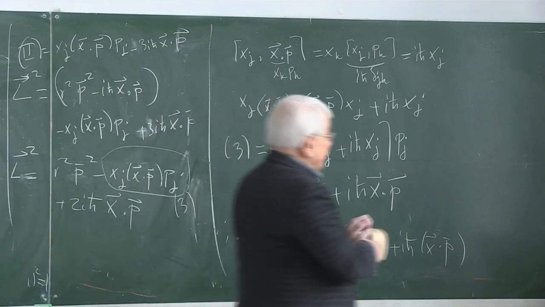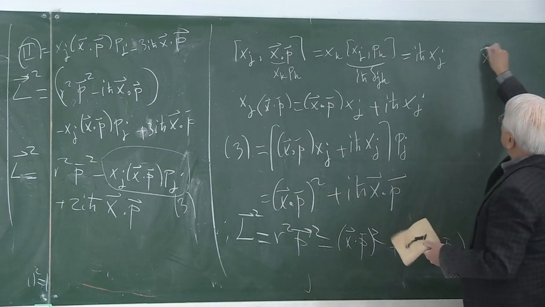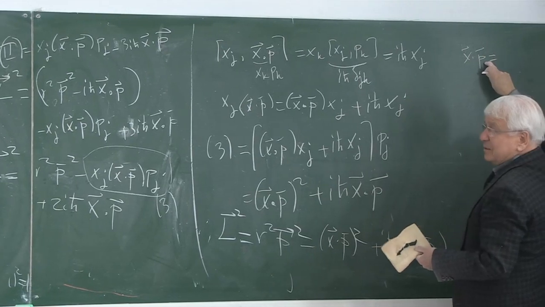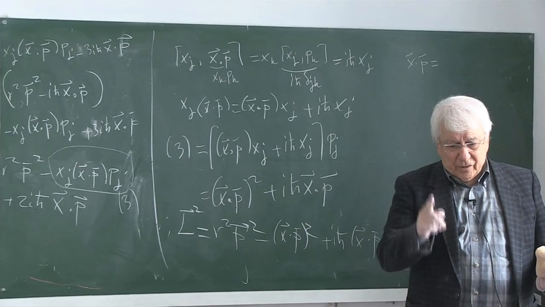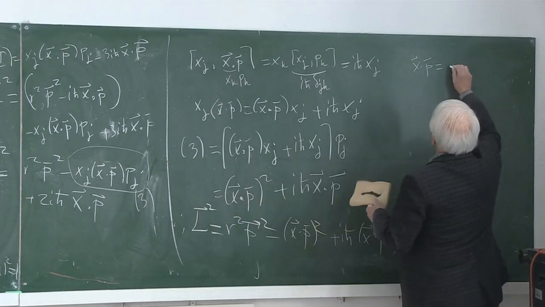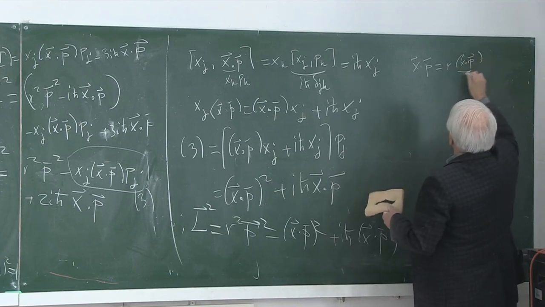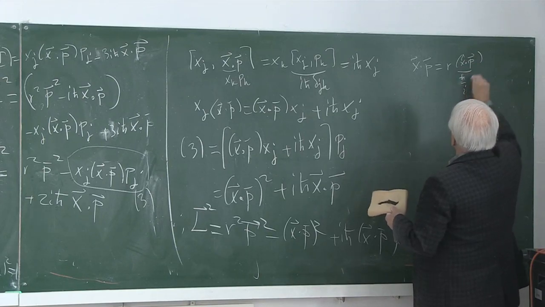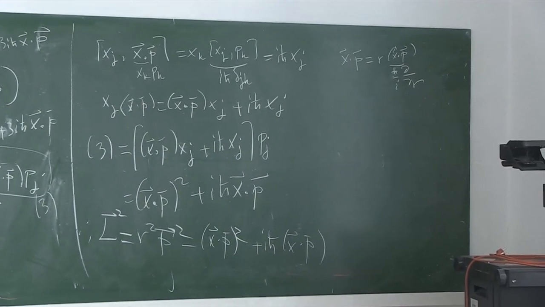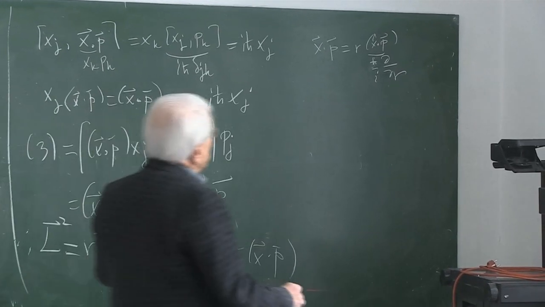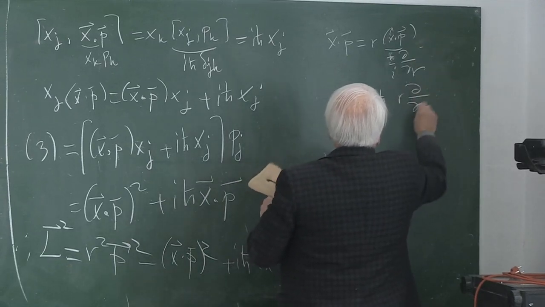Let me reduce it to the usual fashionable form to finish the thing. So what is x·p? x·p is there is an r times the p projected along the unit vector, which is r times x·p, which is ħ over i d by dr, right? Because it's the gradient operator projected along the radial direction. So it is minus iħ r d/dr. How nice.